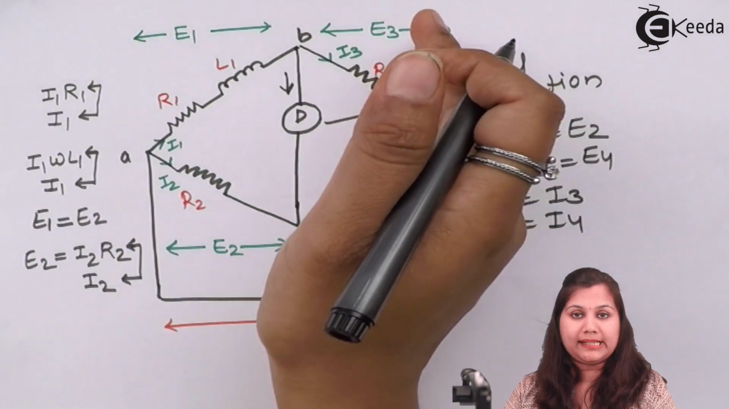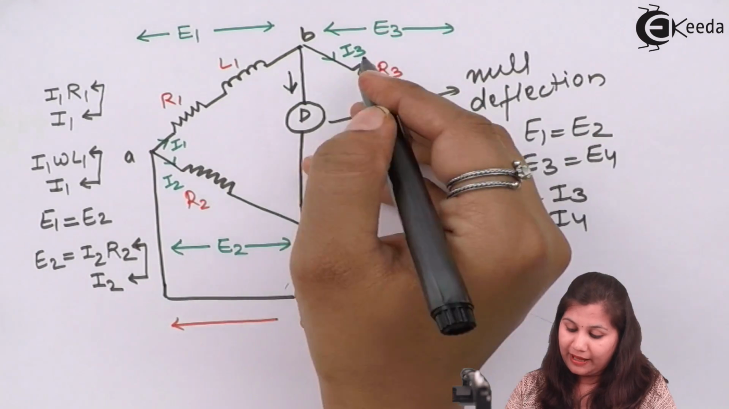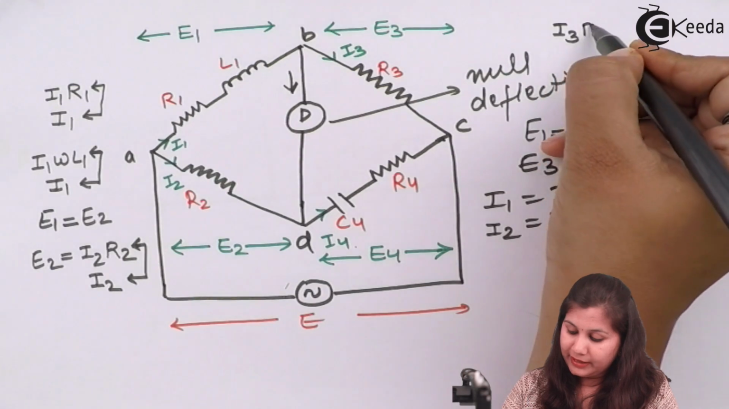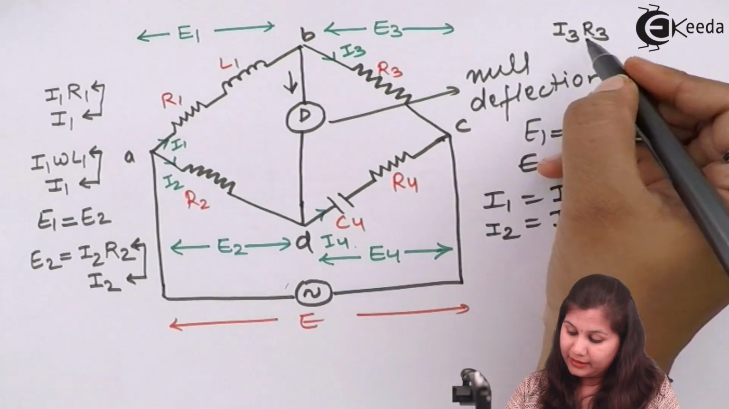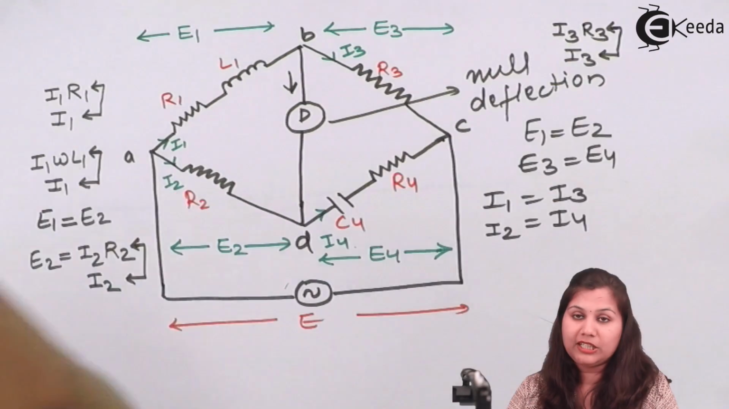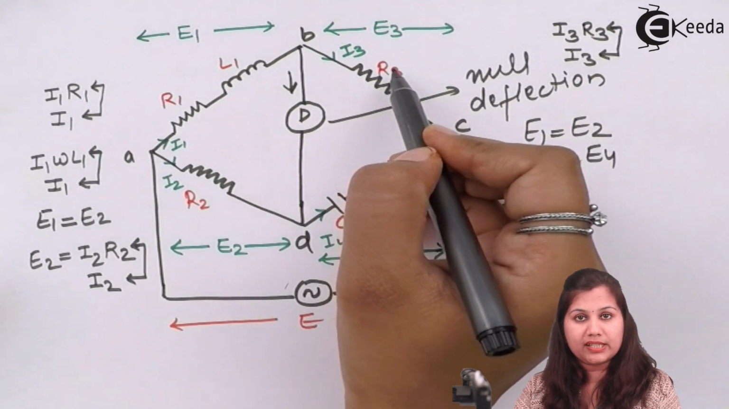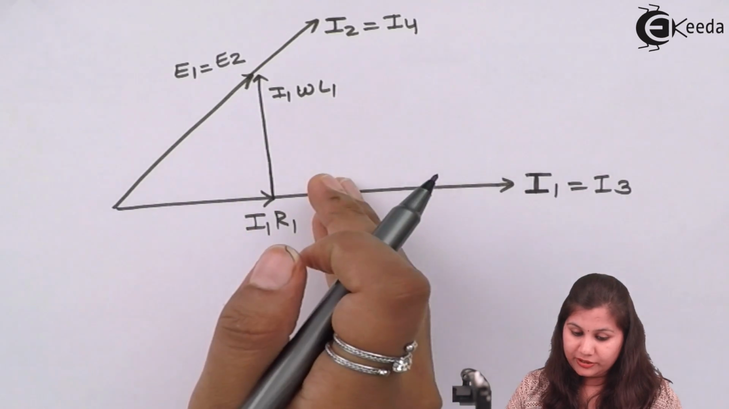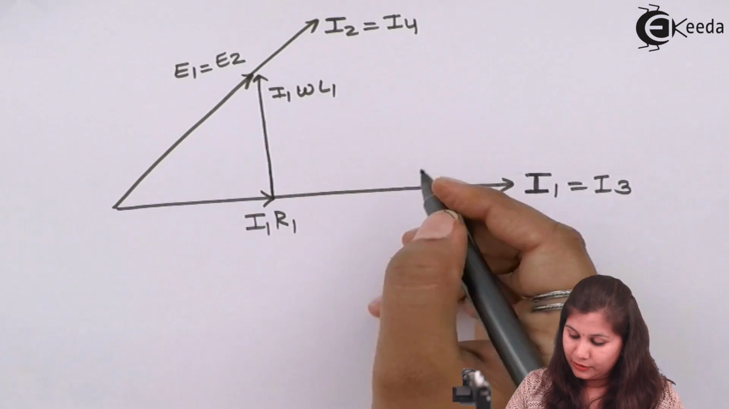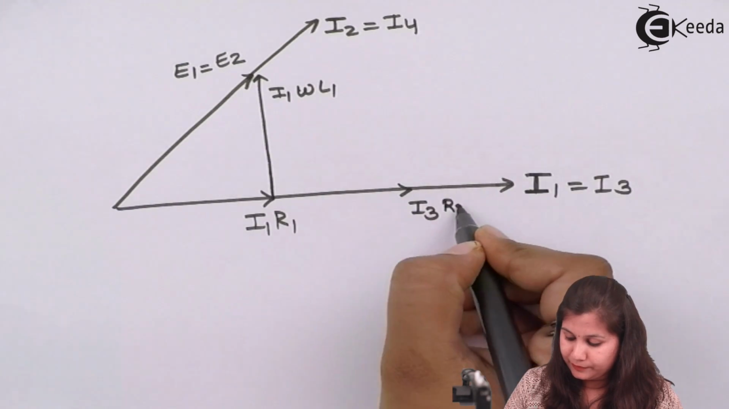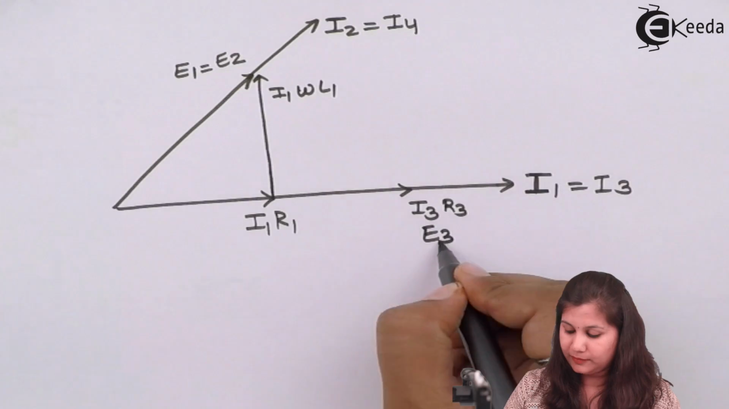Now coming to the BC arm. Here we are having the resistance R3. So the potential drop will be I3 R3 and current is I3. These two will be in the same phase with each other because it is across a resistance. So I3 we have already drawn. I3 R3 will be on the same line. So just draw this I3 R3, or we can say this is E3.